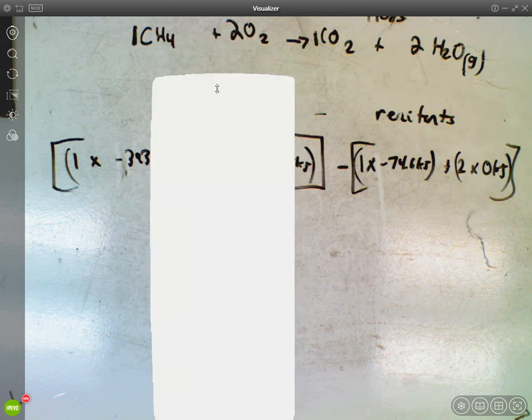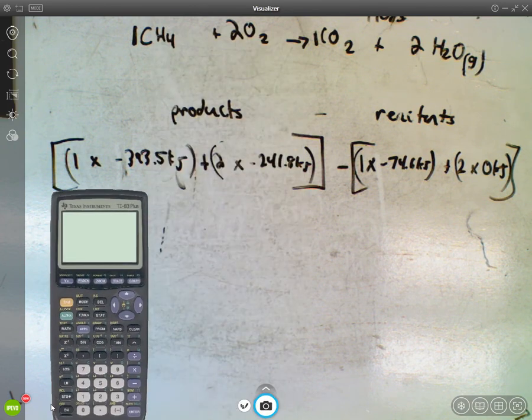So I'm just going to make this a little bit smaller so I can fit it on here. Okay, you want to type it in exactly how we wrote it out. So we'll double bracket to start, and then I'm going to go 1 times negative 393.5, and then I'm going to close my bracket. Okay, and then I'm going to add it to, open a bracket, 2 times negative 241.8. And then you can see I have a double bracket on the end like that. So I need to put a bracket around my products.